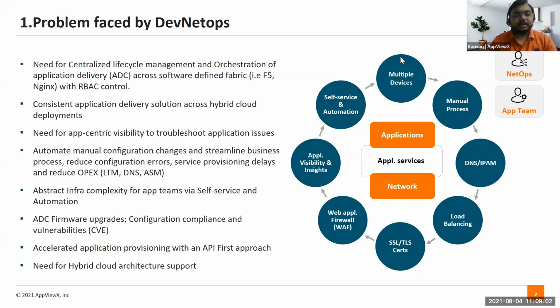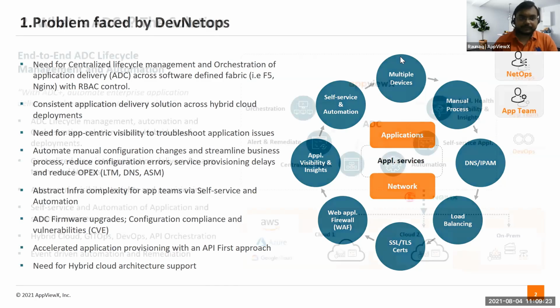Then there is infrastructure complexity for the app team. We don't understand what exactly we need to do. Do I need to go on an F5? Do I need to go somewhere else? What configuration do I need to put? Accelerated application provisioning with the API-first approach is the need of the hour. So these are the problems that we generally face.